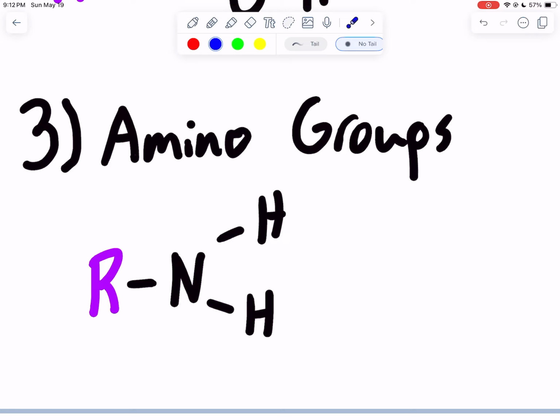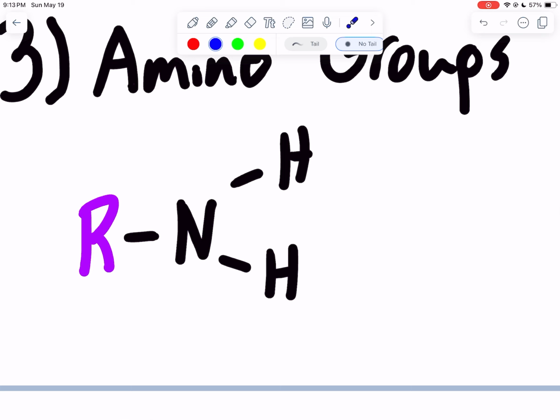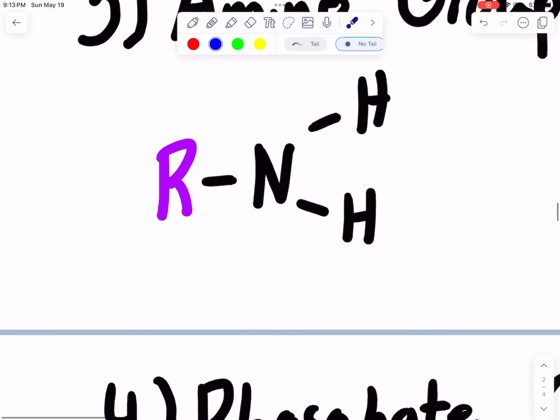And if you haven't noticed by now, all of these functional groups are constructed in a way so that each atom gets its desired amount of bonds. As you remember from honk P, nitrogen wants 3 bonds, and it gets that, and each hydrogen wants 1 bond.